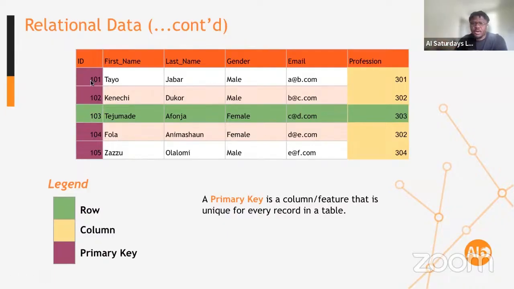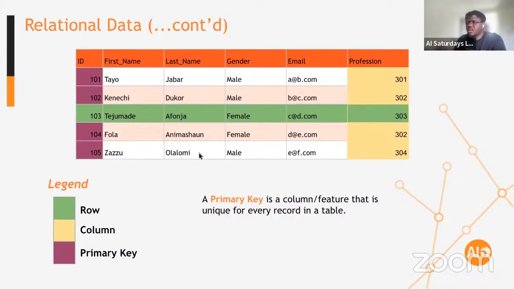Now, for the magenta column, which is the ID column, it is what we regard as a primary key. Now, what is a primary key? A primary key is a column or feature that is unique for every record in a table.